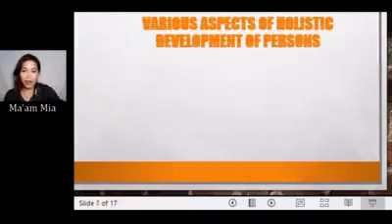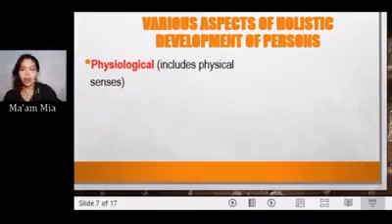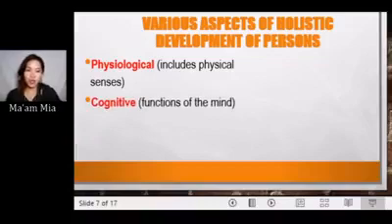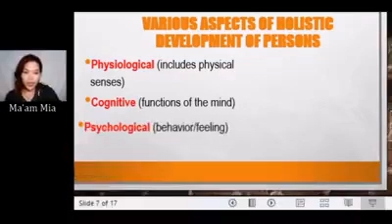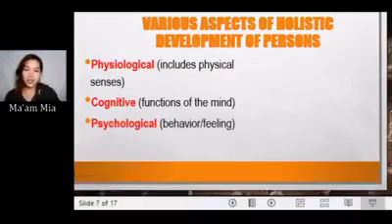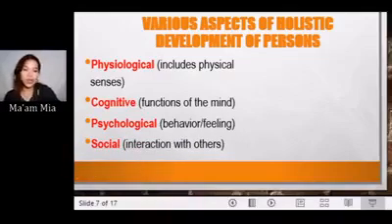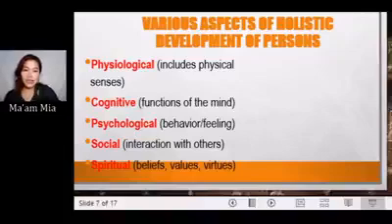Various aspects of holistic development of persons. First is physiological. It includes our physical senses, followed by cognitive. It's the functions of the mind or the way how our brain works. Psychological is about our behavior, feeling, and emotion. Social is the way how we interact with others. Then last is spiritual, or the beliefs, values, and virtues that we have.